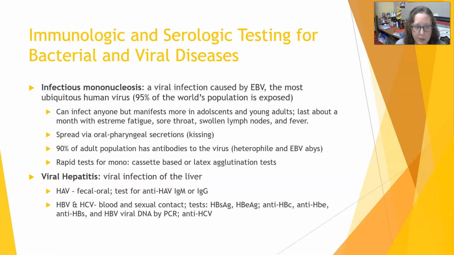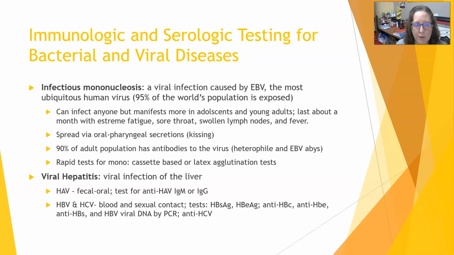So next we have infectious mono. That is a viral infection. It is caused by the Epstein-Barr virus. It is the most ubiquitous human virus. 95% of the world's population has been exposed to Epstein-Barr virus. It can infect anyone, but will manifest itself more in adolescents and young adults.